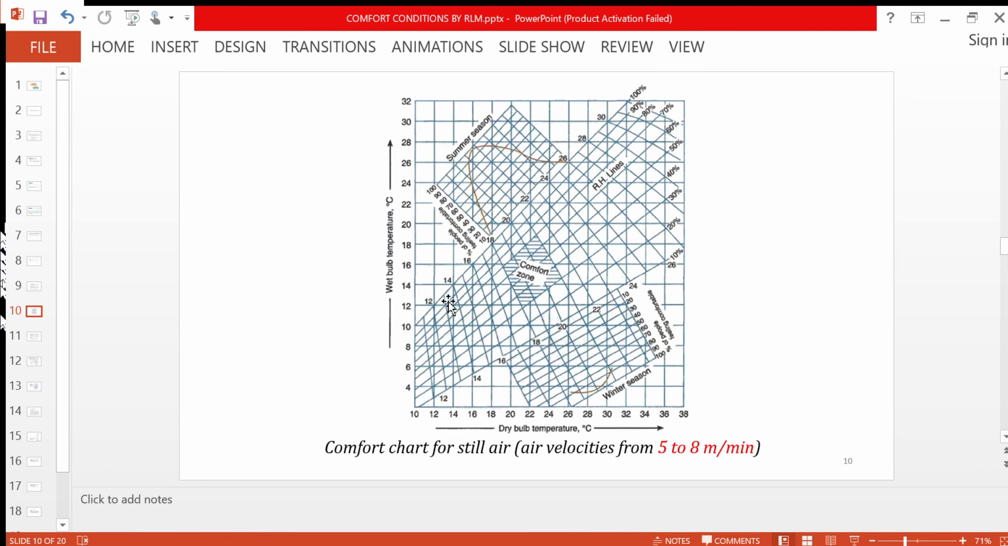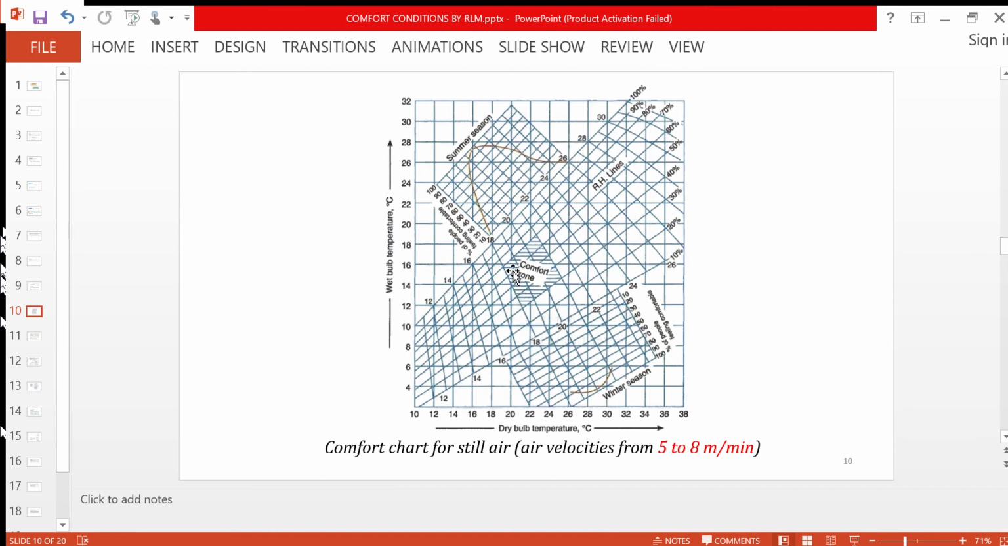Different societies have proposed charts showing the ranges of temperatures between which a human body feels comfortable. We call it a comfort chart. This is prescribed by ISRE. This is an old one, and you have a new modified chart also. The x-axis is your dry bulb temperature and the wet bulb temperature is on the y-axis. The relative humidity lines are there. So this is the region.